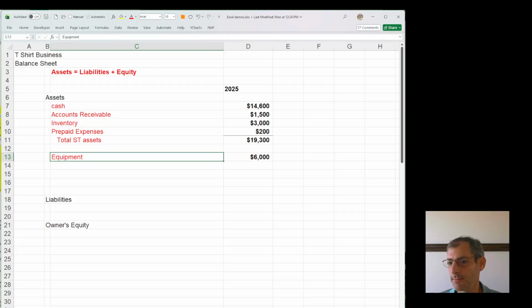So we'll see that in the income statement, but for now, how do we reflect that in the balance sheet? Well, $6,000 is the equipment we got up front.